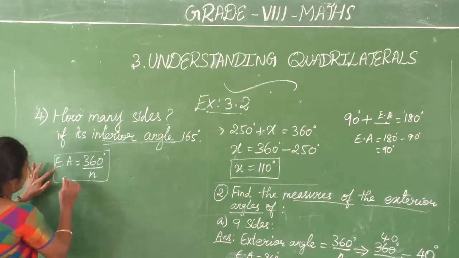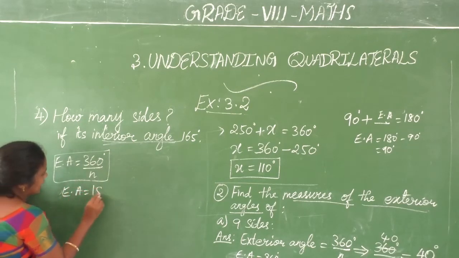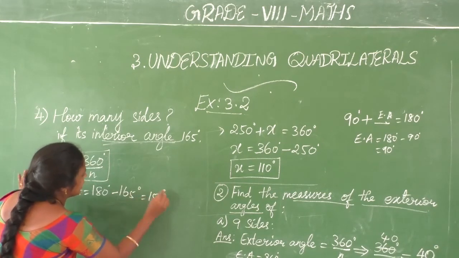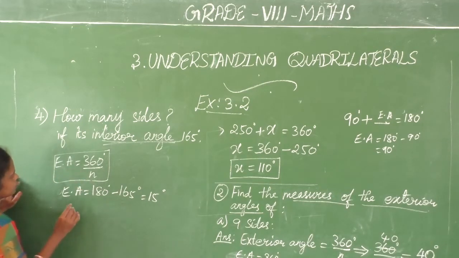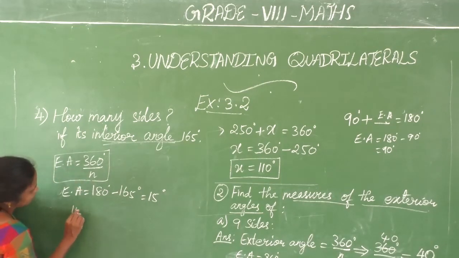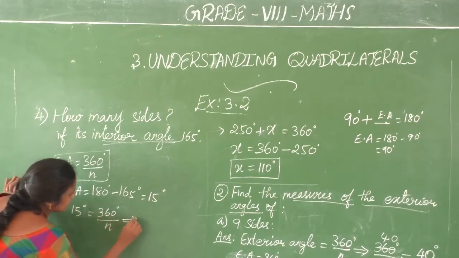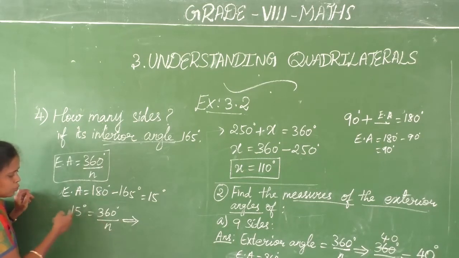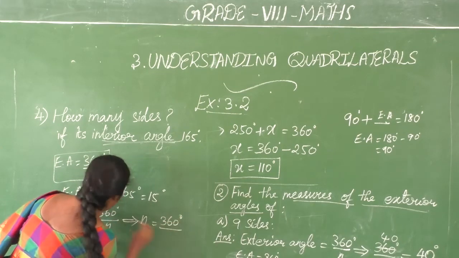So now we found the exterior angle: 180 degrees minus 165 degrees is equal to 15 degrees. Here the interior angle is 165. Now we can apply this formula. So 15 degrees is equal to 360 degrees by n. Clear? n is the number of sides, and we want to find this. So n is alone, meaning both should be shifted: this goes here, this comes here. So n equals 360 degrees by 15.